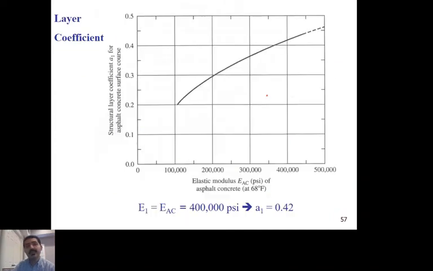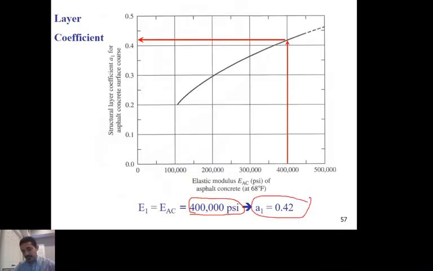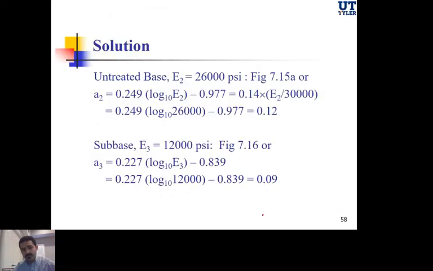Next, I now need to get the layer coefficients. If you recall again, in any SN equation, SN, the structural number, is equal to thickness times the layer coefficient. The coefficient for the top layer depends on the modulus of the hot mix asphalt layer. Here, it was given to us as 400,000 psi. So you draw a vertical line from 400,000 and then a horizontal line until you get the layer coefficient, which in this case is equal to 0.42. This is for A1.